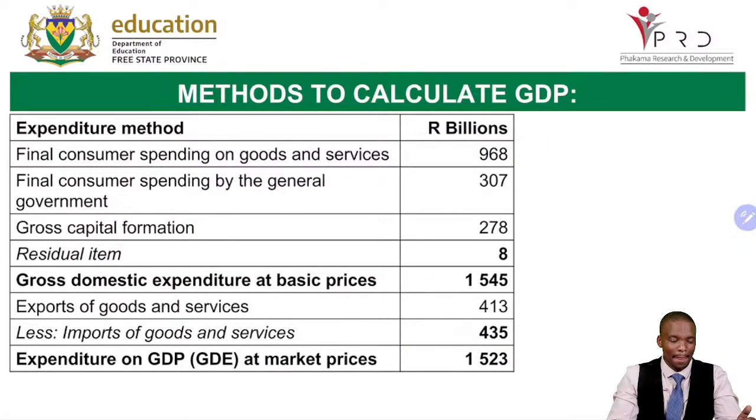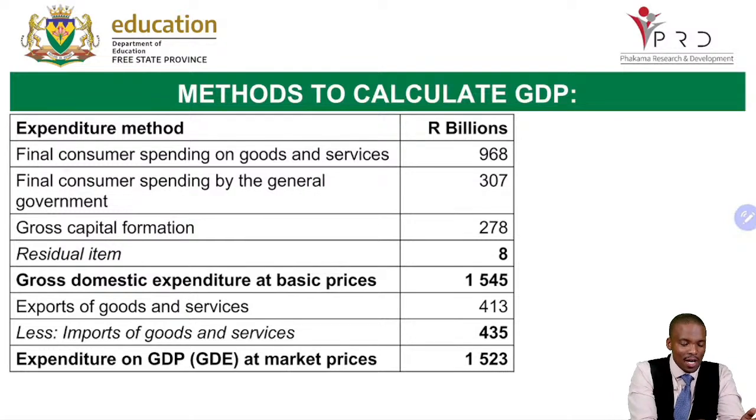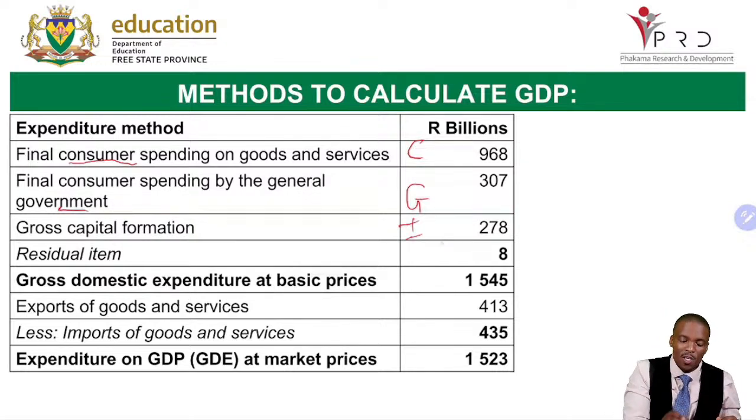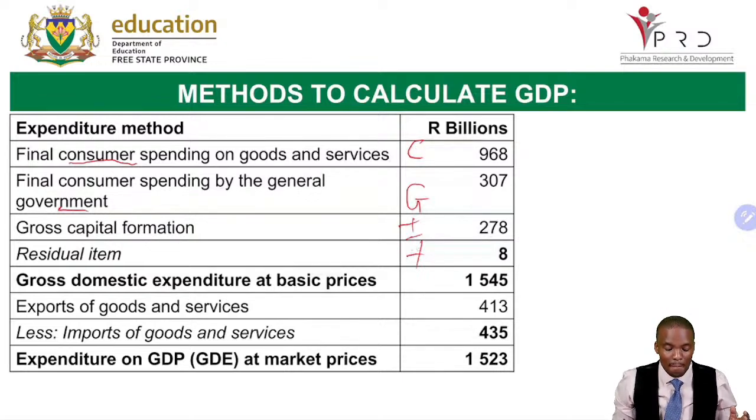The expenditure method, remember we said this one we look at final consumer spending, which is the consumption by households, which is the letter C. Final consumer spending by the general government, that one takes the letter G. And gross fixed capital formation, that takes the letter I. Then the residual item, remember we said it is used as the balancing figure or to correct errors and omission. If it is positive like this, you take it the way it is, you add. If it was a negative, you're going to do what? You are going to minus.